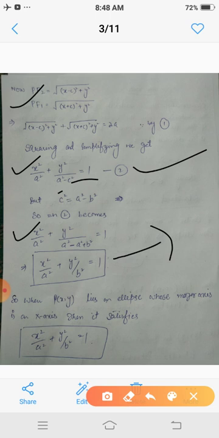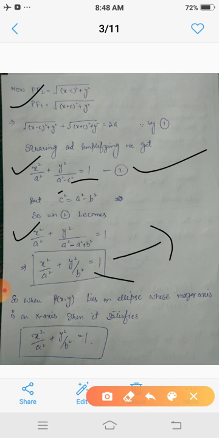Here a is the semi-major axis and this major axis lies on the x-axis. So this means that the denominator of x square is the square of the semi-major axis, while the denominator of y square is the square of the length of the semi-minor axis, and this minor axis lies on the y-axis.